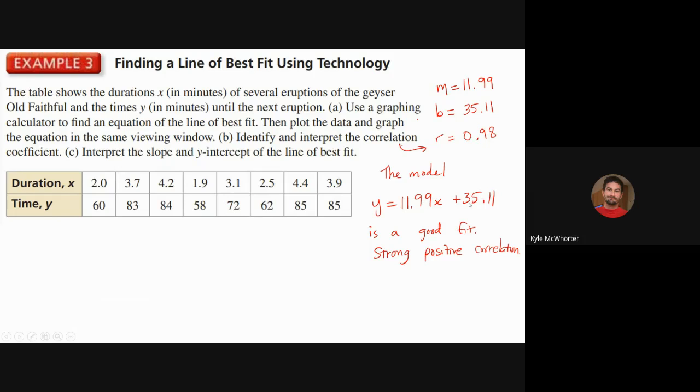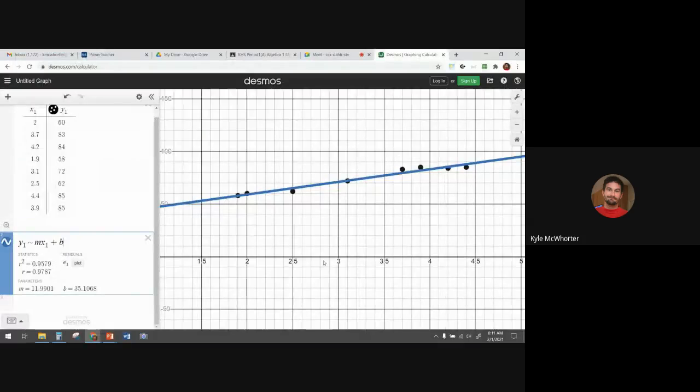And then what does the y-intercept mean? Well, that means if no time has gone by, or if the eruption lasts 0 minutes, then it should be about 35 minutes until the next eruption. So if you get an eruption that just goes for 1 second, then it should be about 35 minutes until the next eruption. But I also want to show you how to show the residual plot.